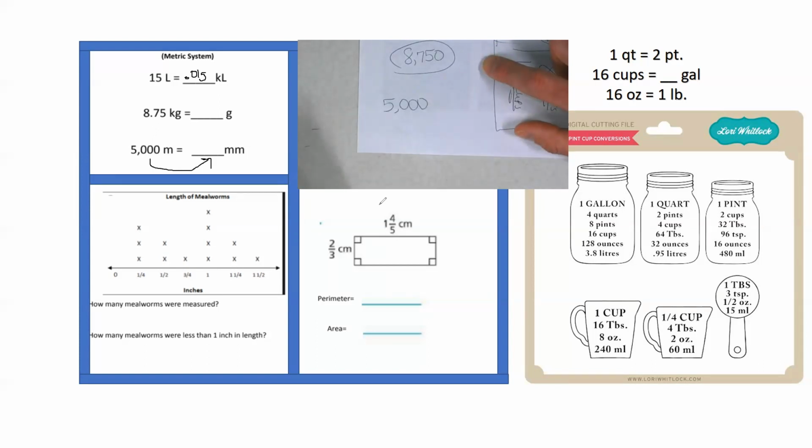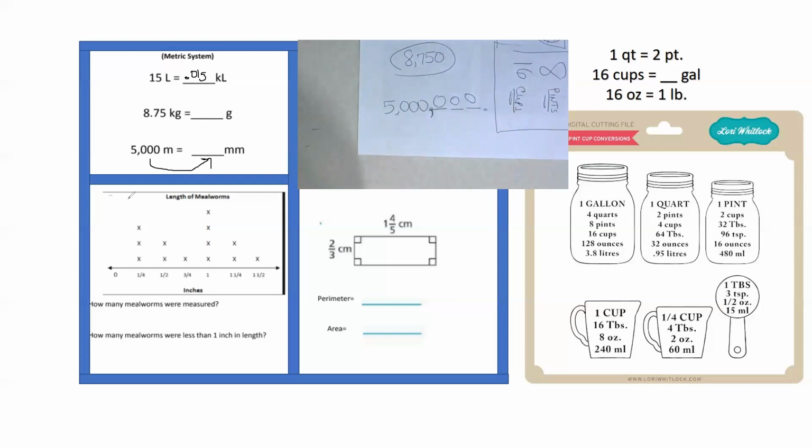And then where's the decimal? This is not a decimal, it's a comma. The decimal's here, and we're going to move it right 3. 1, 2, 3. Wow, turns into 5 million. So 5,000 meters is equal to 5 million millimeters.